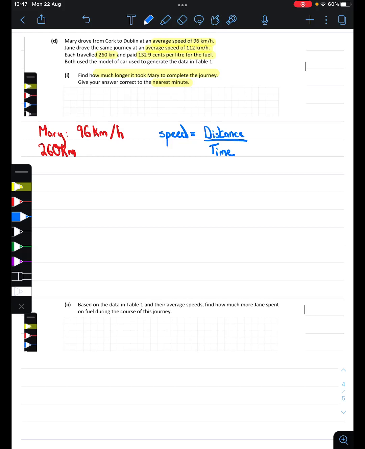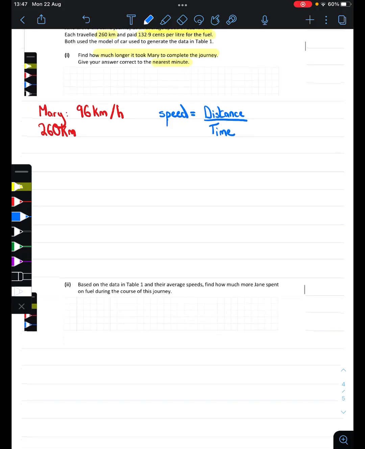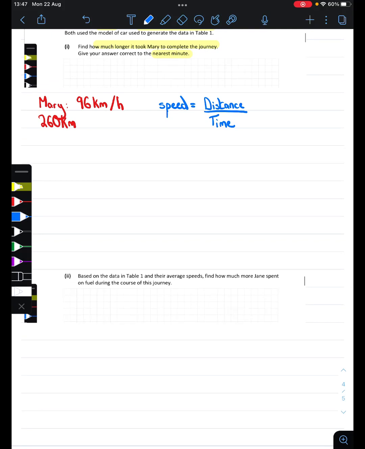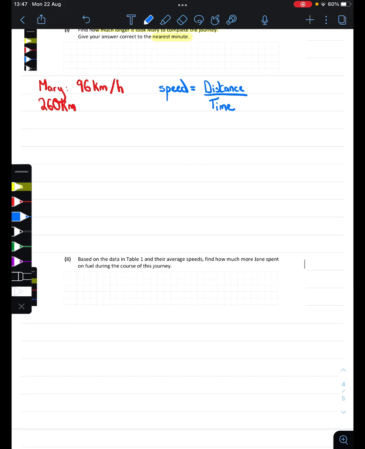So if we have the distance and we have the time, then we can get the speed, or we can rearrange this formula. Let's say we have two and we want the other. If we can rearrange this formula to get the other. So in this case, we're looking for time. So time equals distance over speed. We multiply by time and divide by speed.